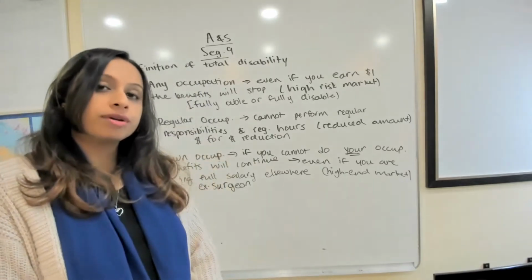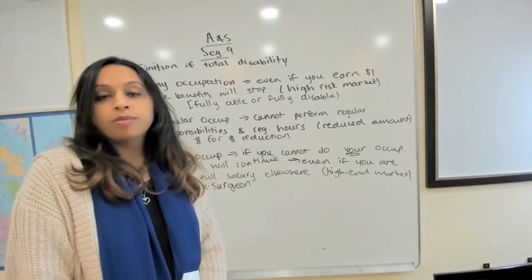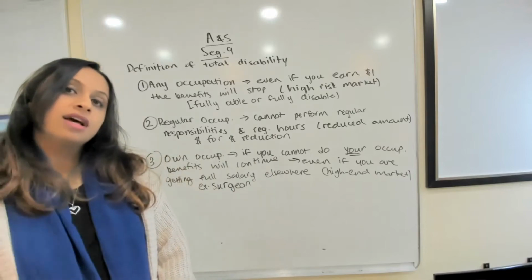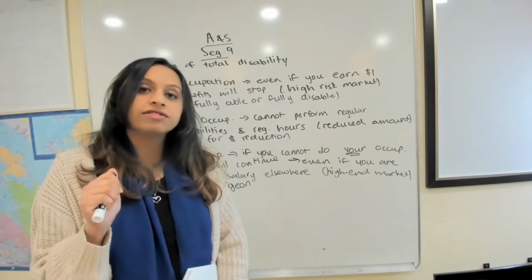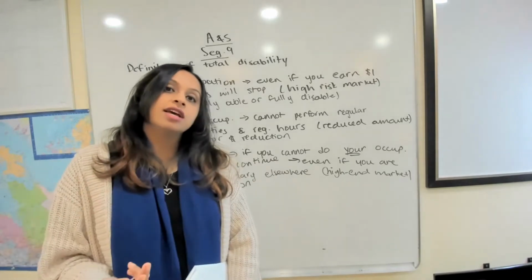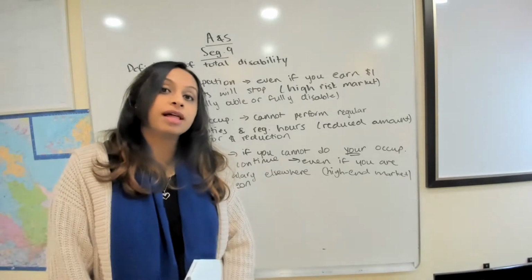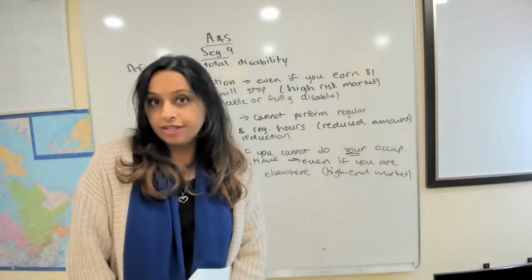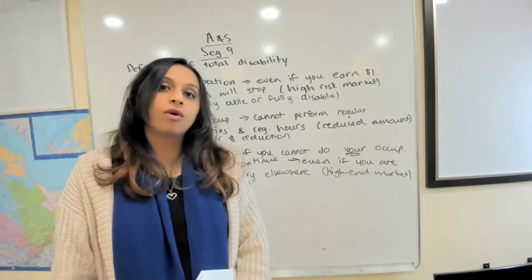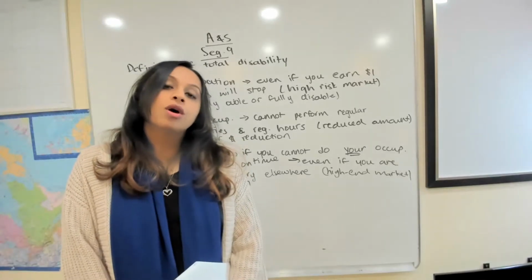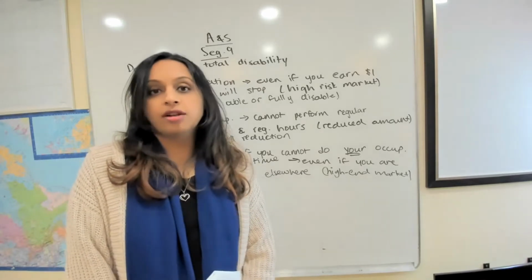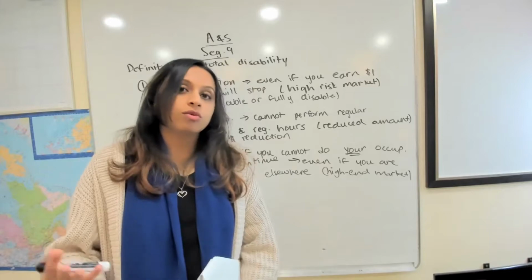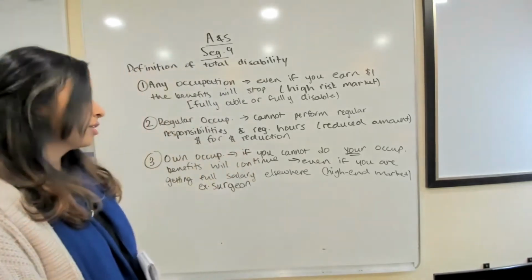Now, this is an important part of this module because if you remember, we talked about this in the previous modules as well, because the way in which total disability is defined is going to change the way in which the plan pays out a benefit and how it operates. So we need to know what that definition of total disability is in order to understand when the benefits will be paid out and when they will be stopped. So let's take a look.